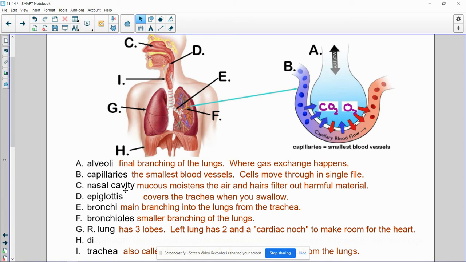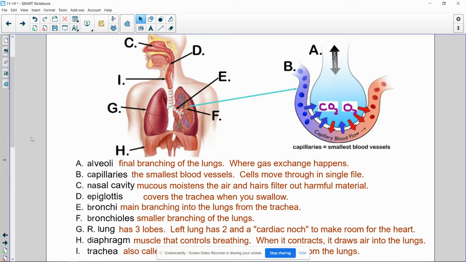Okay, lastly, for the respiratory system is H right here. This is the muscle that controls breathing. When your brain says to inhale or signals to exhale, it's actually this muscle down here that changes the pressure inside of your chest that draws air in and out of your mouth or your nose. So the muscle is called the diaphragm, and it's the muscle that controls breathing.